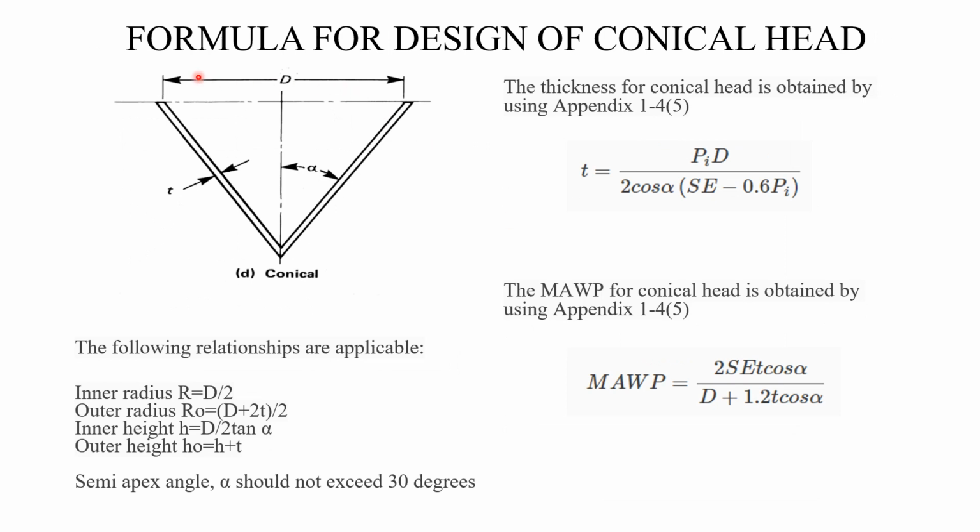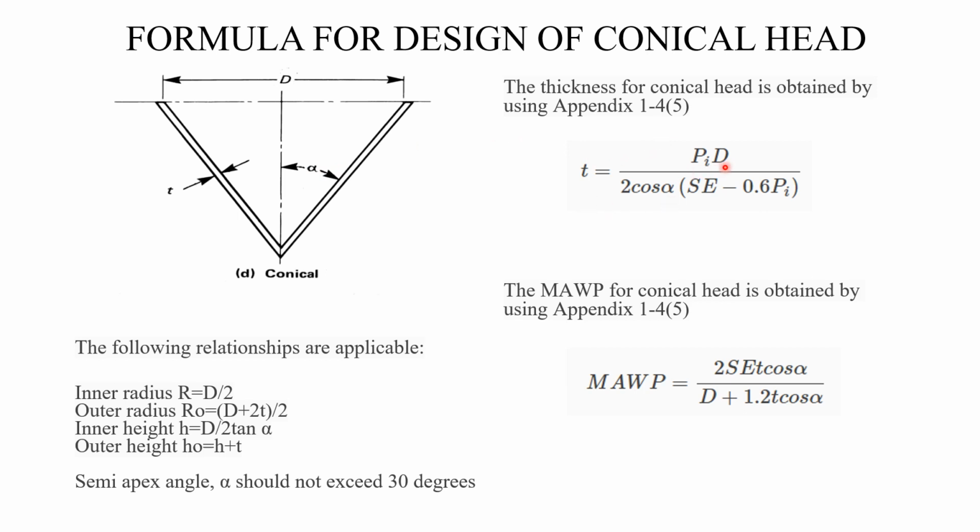Okay. So moving ahead, it is conical head. If you have a conical head, in some cases you will be designing a cyclone where you have a conical head, but here this is called semi apex angle, and this semi apex angle should not exceed 30 degrees. Okay, just make a note, whenever you're using a conical, don't use this semi apex angle more than 30 degrees. Okay, try to maintain within 30 degrees. In that case, you can use the Mandatory Appendix 1-4(e) formula.